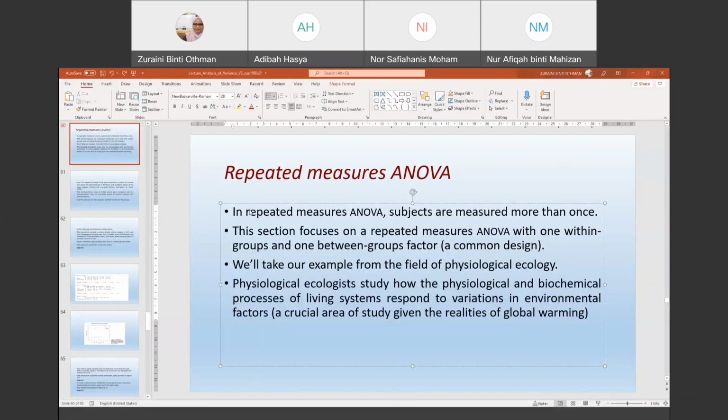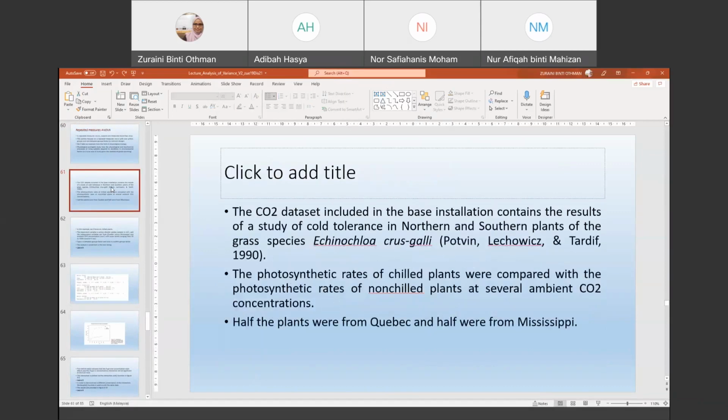Okay, just now I already explained why we do repeated measure for this ANOVA. For example, it is crucial to study this area given the realities of global warming. Okay, next slide.